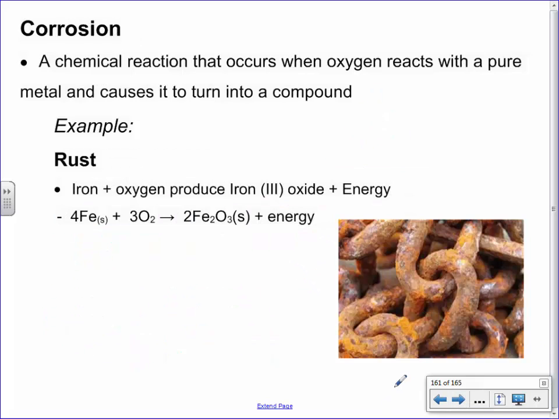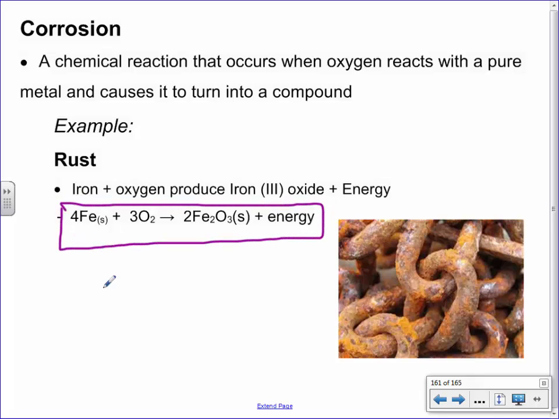Anyways, this is one kind of reaction I want you to know about. Here's another one. It's called corrosion. Really, corrosion is another fancy word for rusting. When you see something rusting, it's corroding. And it basically occurs when oxygen causes something to turn into a compound. Here's another example of a chemical reaction that you might have to interpret. Here are the reactants. Here are the products.